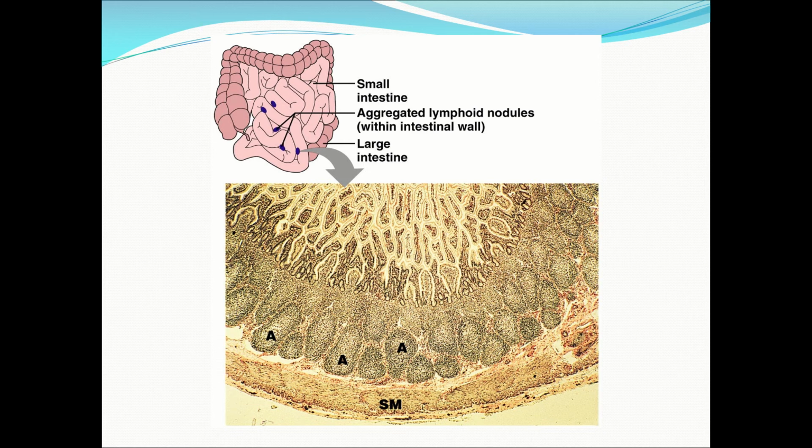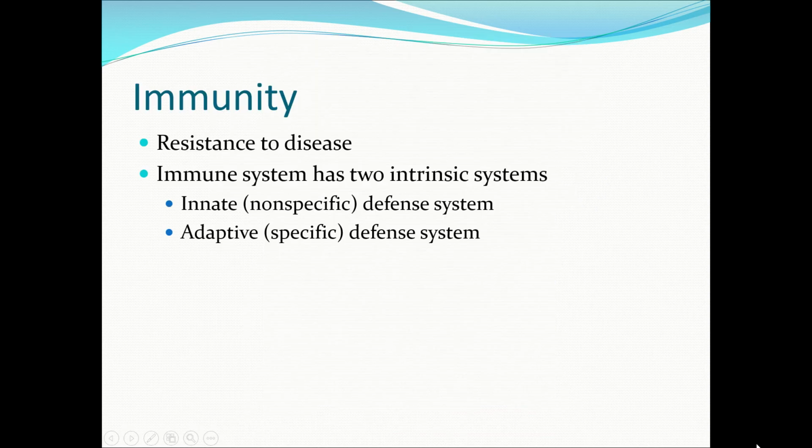This illustration shows the aggregated lymphoid nodules within the intestinal wall. And you can see the tiny little cecum remnant, which is our appendix, left over. Animals that need to digest a lot of plant matter will have a larger cecum. Ours is basically vestigial or withered away. So that was the lymphatic system.